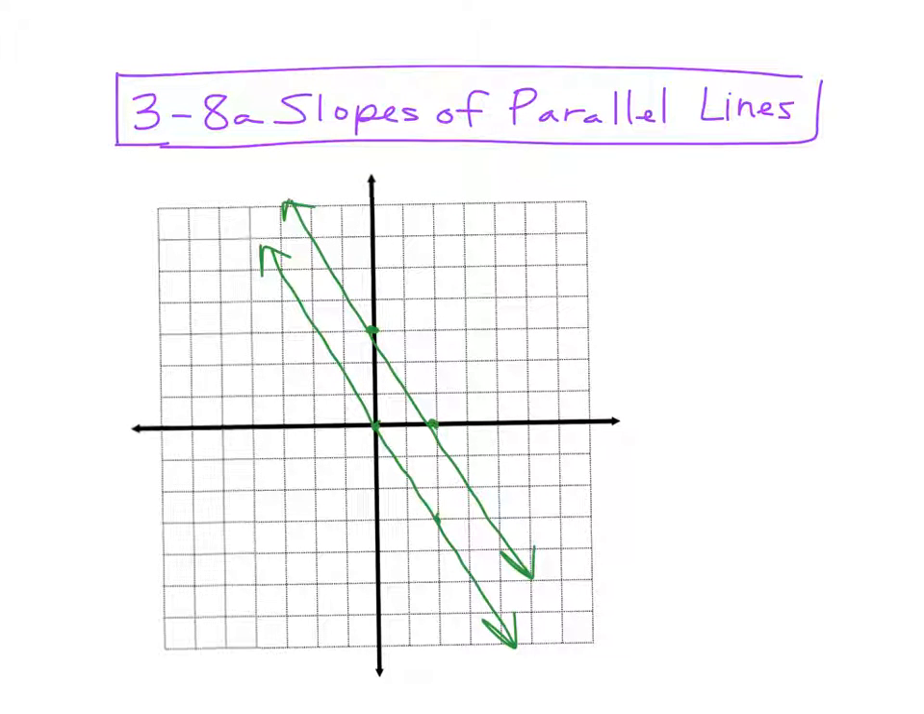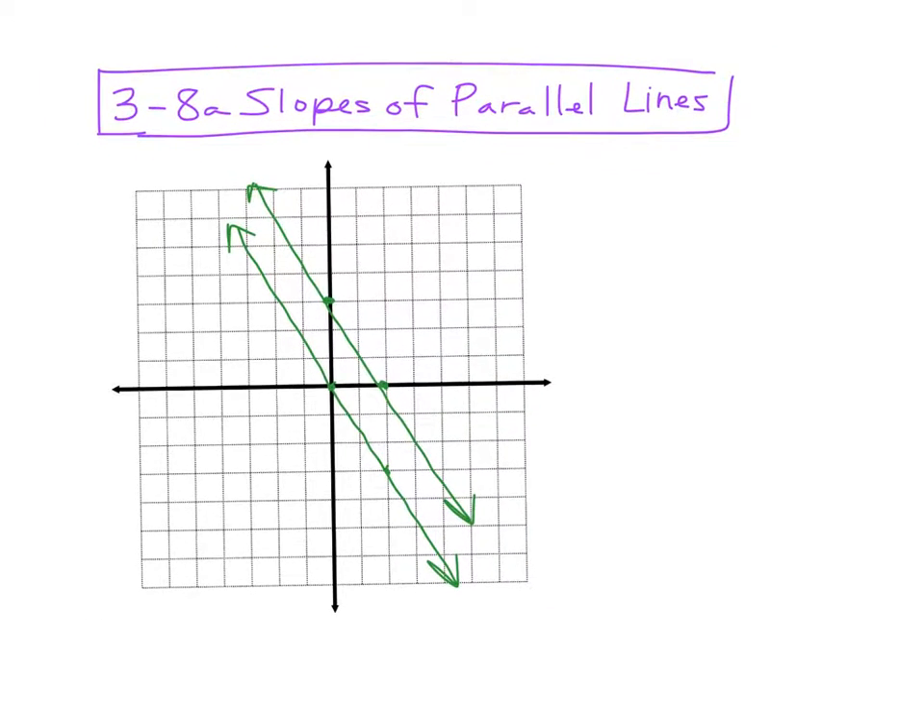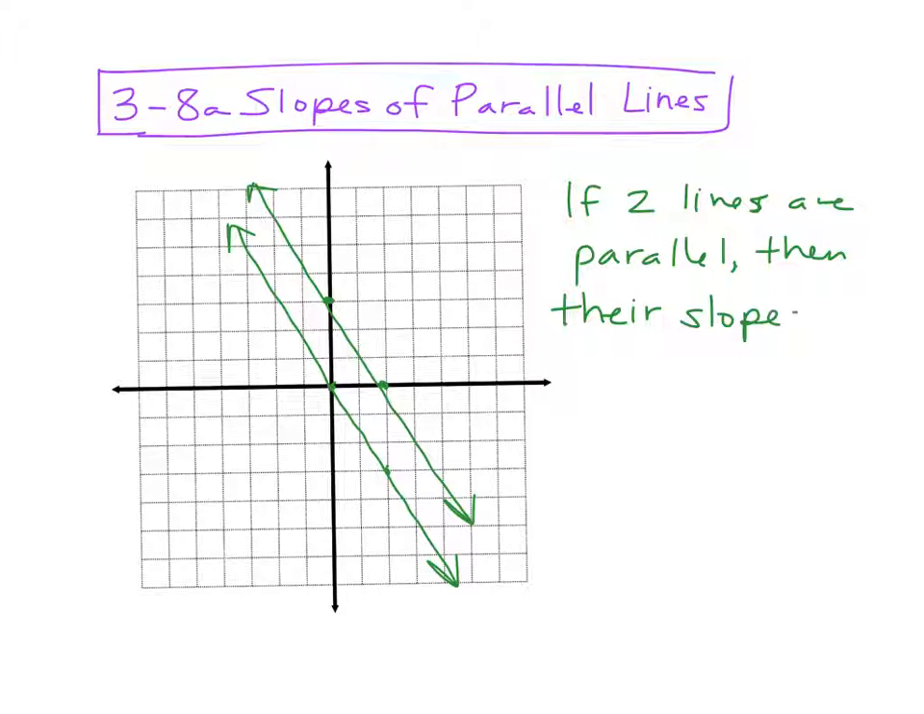Those are parallel lines, right? They're never going to touch. What is true about their slopes? They're the same, okay? So that's the first thing we're going to talk about: if two lines are parallel, then their slopes are the same. Okay, they have equal slopes.